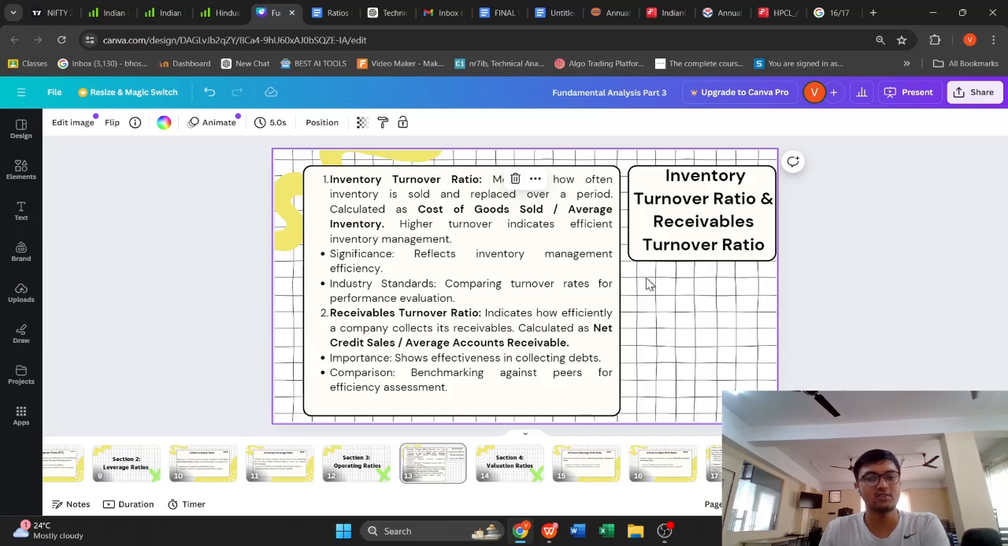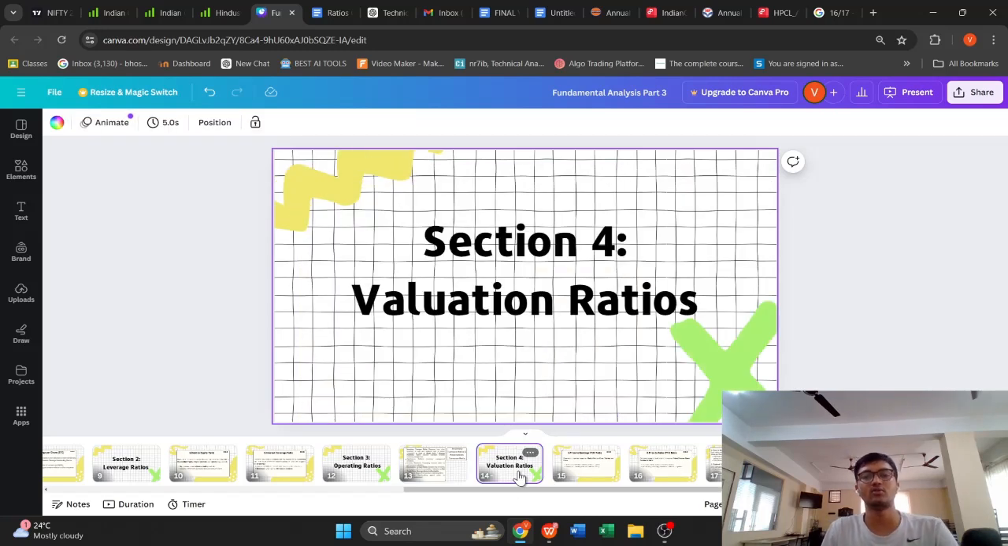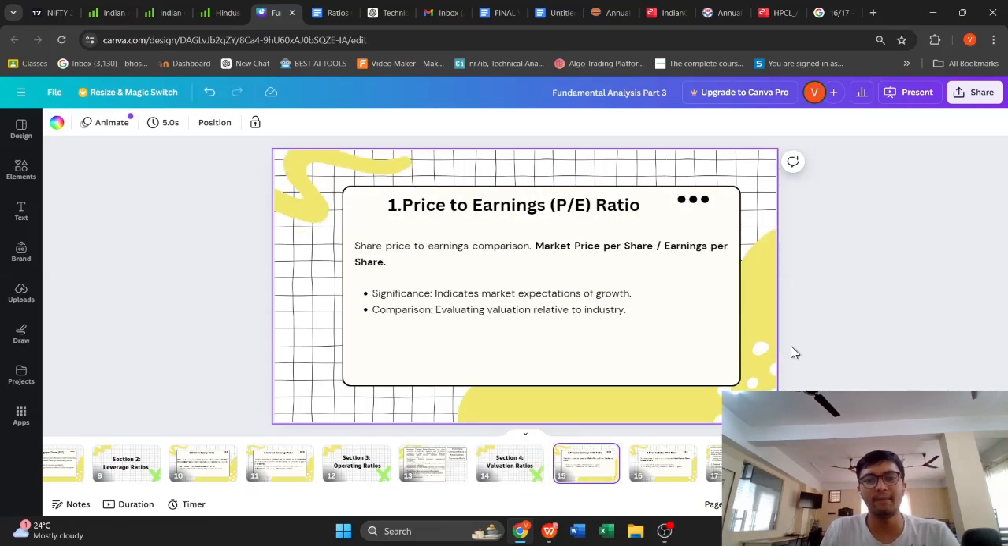Let's move to another section. This is valuation ratios, because that ratio was not available in the screener. Then you can just check roughly how both the peers are doing, how I just showed you with the help of consolidated balance sheets. Next is valuation ratio. The first valuation ratio is the PE ratio.